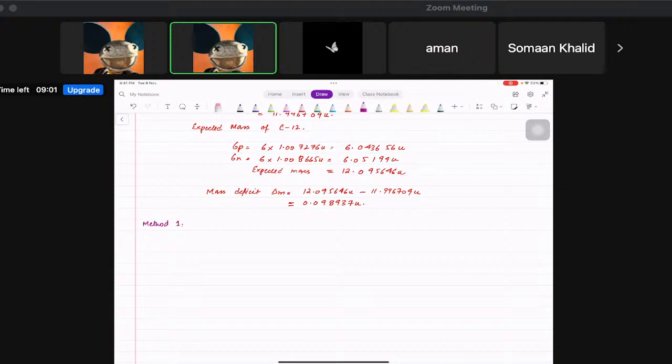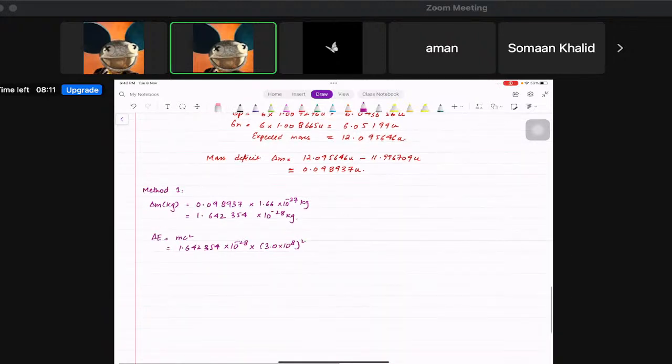So method 1 is the change in mass in kg. We could convert that from U: 0.098937 times 1.66 times 10 raised to minus 27 kilograms. So we've changed U into kg, and we get 1.642354 times 10 raised to minus 28 kg. So this is the change in mass, okay? And then we can simply use delta E equals mc square. To use this equation, you must convert the mass into SI units. There is no other way. So the speed of light is this, and we're going to end up with 1.478 times 10 raised to minus 11 joules, like that.